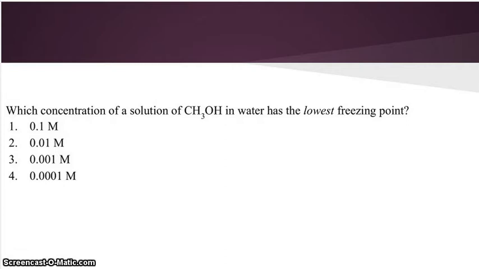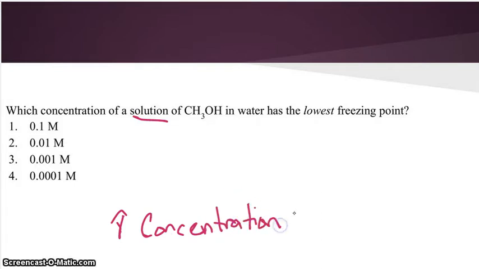All right, next, which concentration of a solution of CH3OH in water has the lowest freezing point? So again, we're looking at a solution in water, and we know that if we add something to water, the freezing point goes down. Now they're asking about changing the concentration. And we talked about in class, if you increase the concentration, you're going to have a greater effect on the change in properties. So in this case, if we're talking about the freezing point, that means if we increase concentration, the freezing point is going to decrease more.